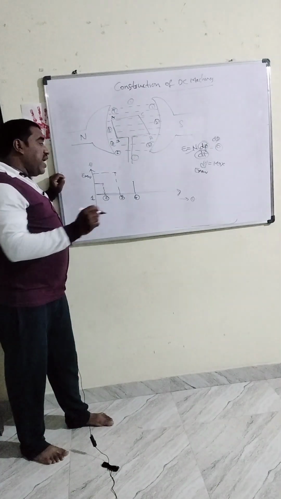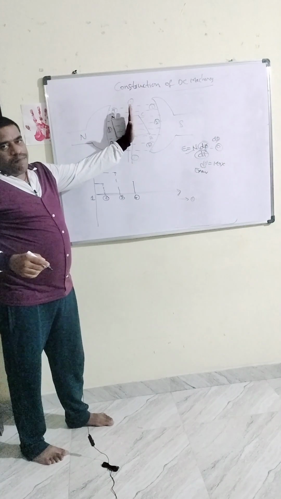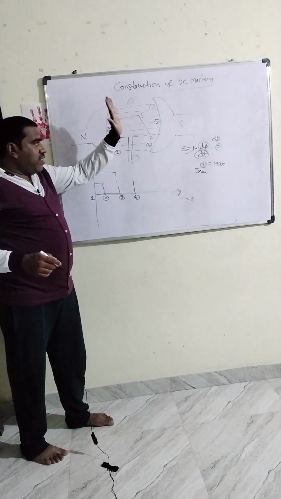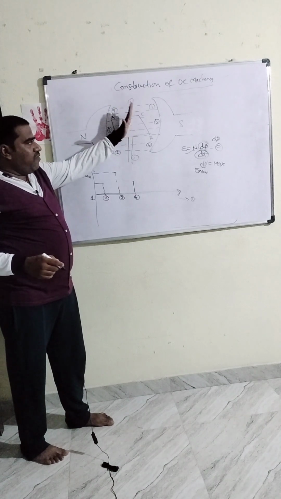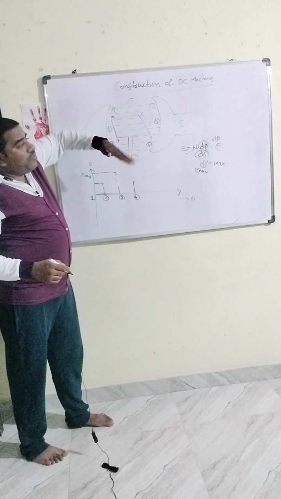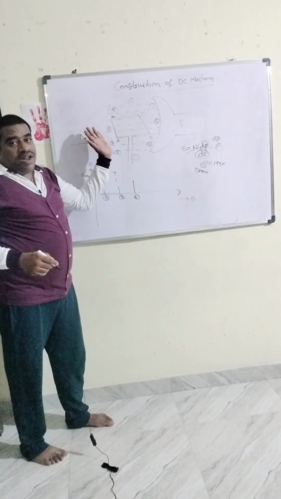And again, when it moves to position number 5, it will again be parallel to the plane, a coil set like this. But when it moves to position number 5, it comes into the opposite plane, that is, AB enters the south pole and CD enters the north pole.